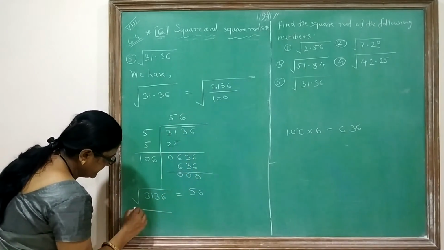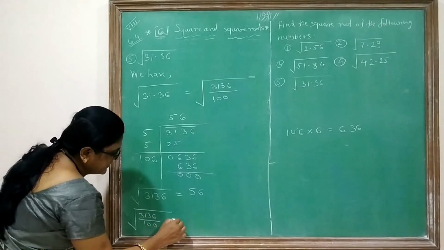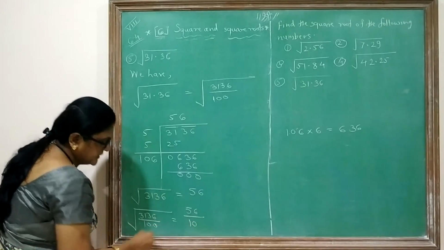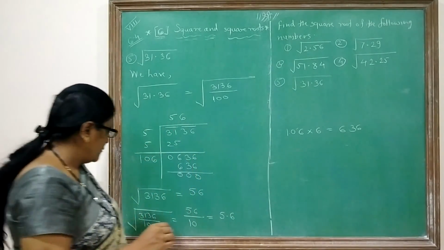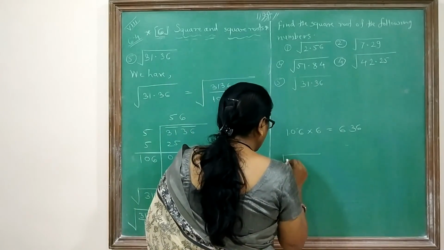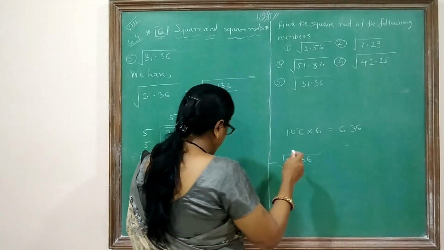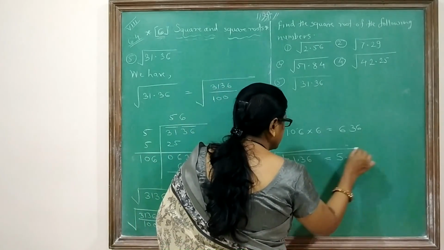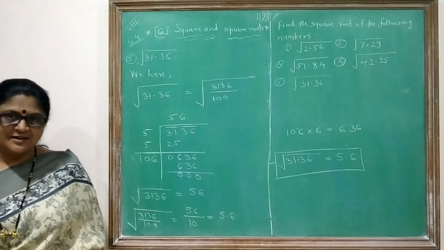Then put here, that is 3136 divided by 100. Then you will get 56 divided by, this is 10 squared, that is you will write here 10, you will write here 5.6. Then square root of 31.36 equal to 5.6. And this is your final answer. And the rest you will see in the next lecture.